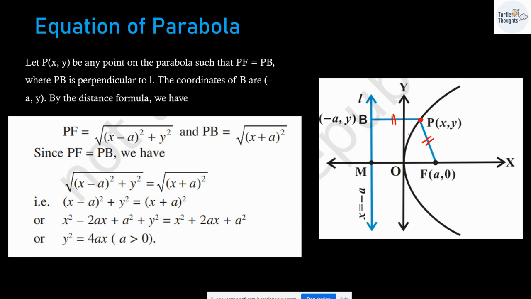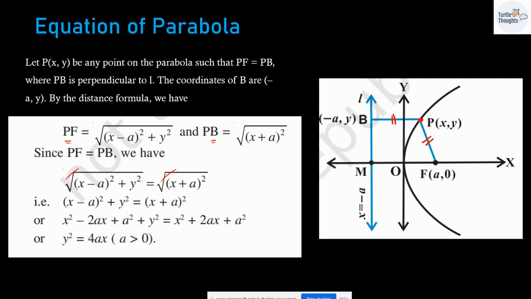Using the distance formula, I can find the value of PF and the distance PB as well. PF is going to be the square root of (x minus a) whole squared plus (y minus 0) whole squared. The same thing has been taken over here. PB is going to be the square root of (x minus (minus a)), that is (x plus a) whole squared, plus (y minus y), which is going to be 0. PB is the root of (x plus a) whole squared. Since these both are equal, I can equate them.